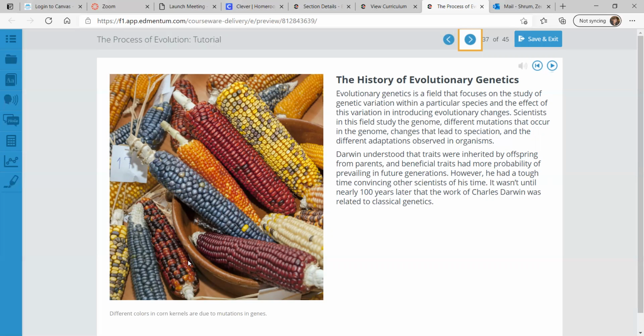So here we have different colors in corn kernels, and this is due to mutations in the genes. You have bluish, blackish corn, red corn, yellow and black corn, red and black.